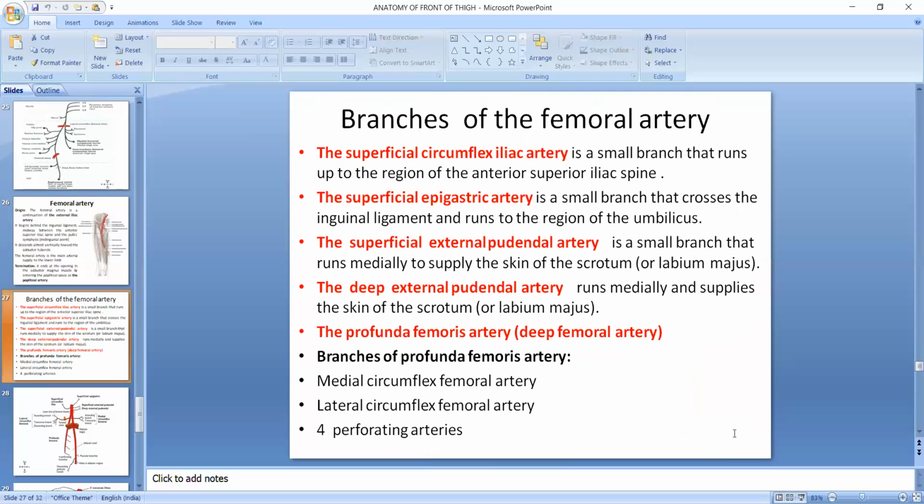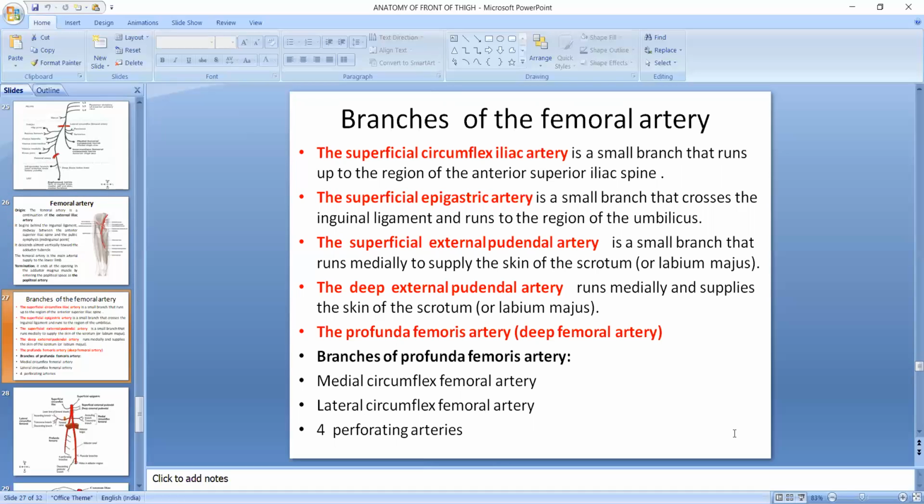The superficial circumflex iliac artery is a small branch that runs up to the region of the anterior superior iliac spine. And the superficial epigastric artery is a small branch that crosses the inguinal ligament and runs to the region of the umbilicus. And the superficial external pudendal artery is a small branch that runs medially to supply the skin of the scrotum, and in females the labia majora. And the deep external pudendal artery runs medially and supplies the skin of the scrotum in males and the labia majora in females. Profunda femoris artery, deep femoral artery.